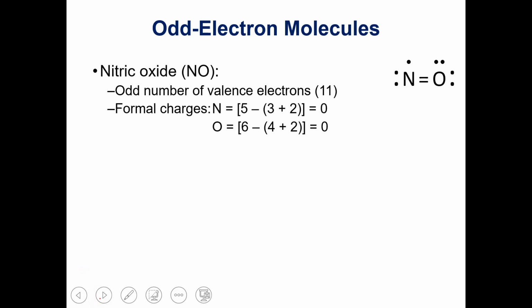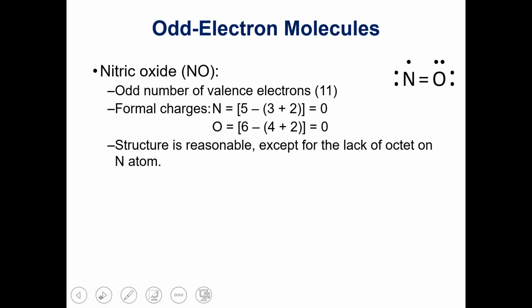But if you calculate formal charges for both of these, they both end up with a formal charge of 0. So the structure is fairly reasonable. Everybody has their, well, almost everybody. We've got an octet on oxygen. We've got formal charges of 0. We've got the right number of valence electrons. So the structure is reasonable, except for the fact that we don't have an octet on nitrogen.